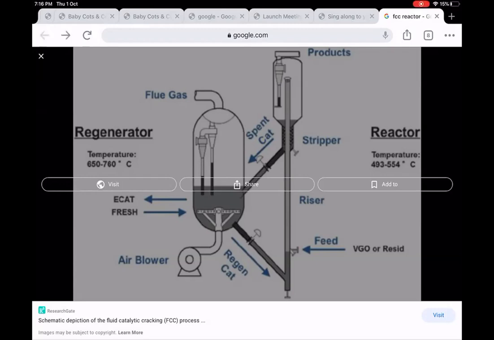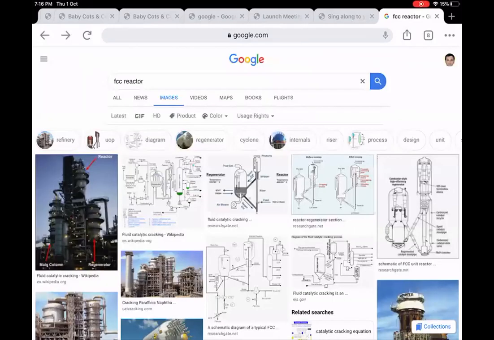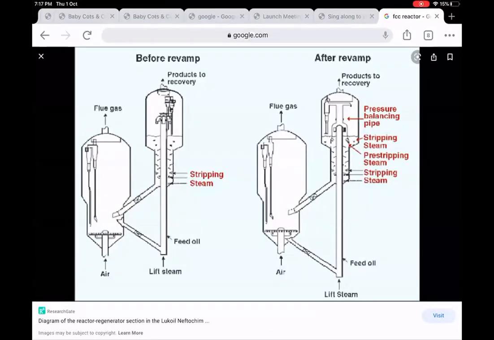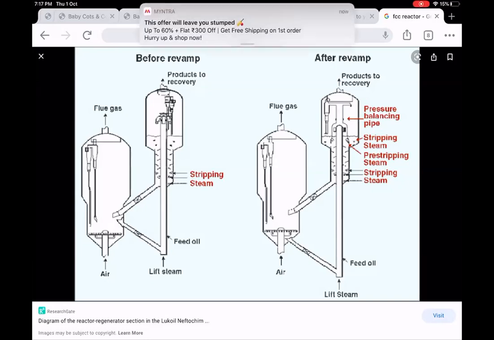You can see this in Google, I just typed FCC reactor. All these FCC reactors are simple. You have a feed oil coming in, and then this is a reactor where the reaction takes place and coke is deposited on the catalyst. That coke goes to the regenerator, and once it is regenerated, you pass air, all the coke is burned and comes out as CO2. Clear?